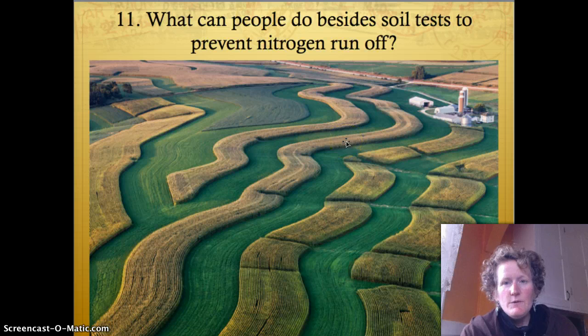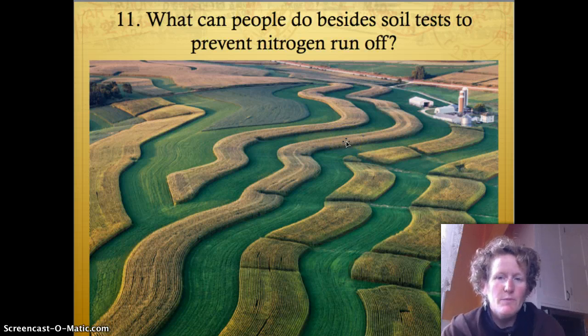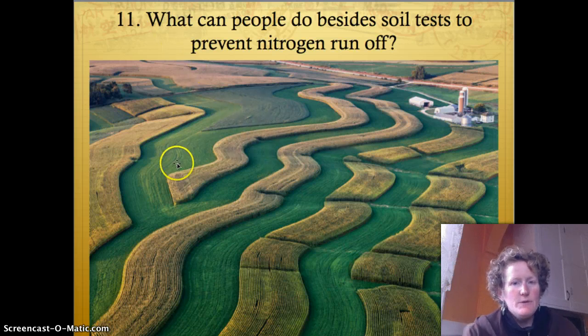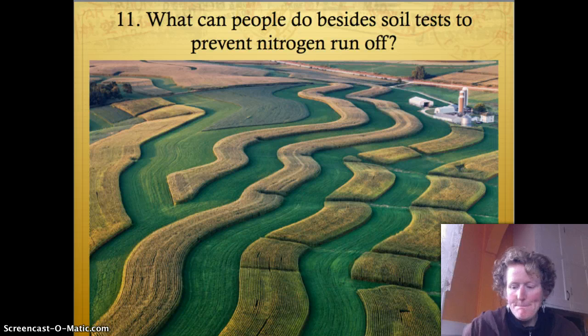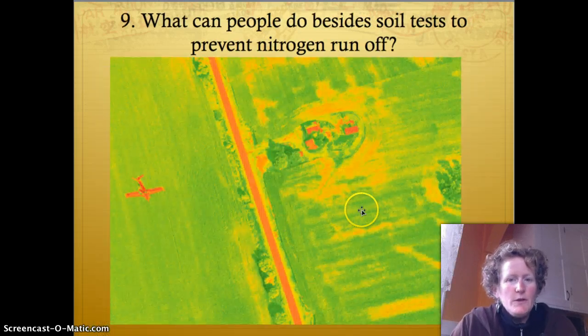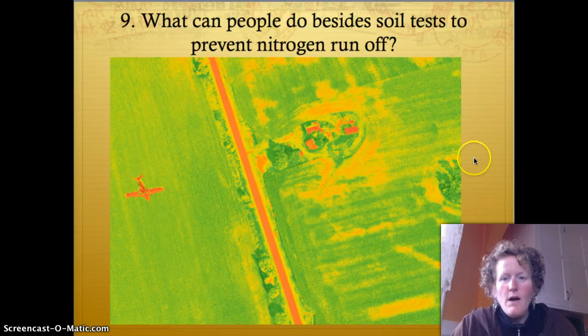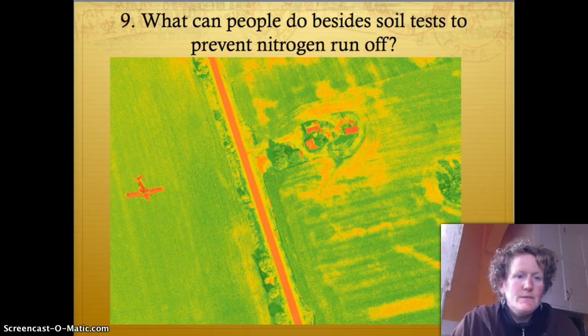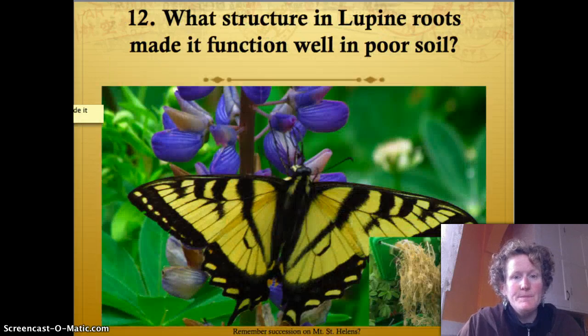What can you do besides soil tests to prevent nitrogen runoff? Well, don't put too much nitrogen on to begin with. And then you can do things like strip cropping to prevent the fertilizer from running off. You can test your soil all over your farm and use very sophisticated equipment to put just the right amount down. And that'll keep it from running off because your plants will use it all.